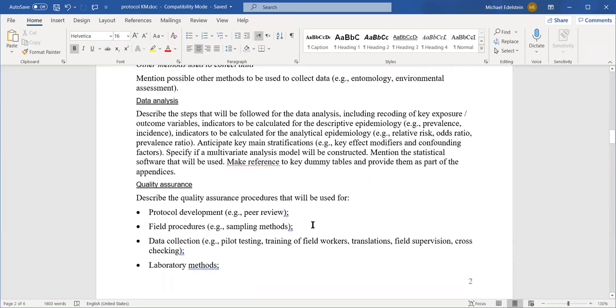Then data analysis. So now you explain all the different steps. It comes back to what you were saying, the descriptive part and the analytical part. Before the analysis, you will need to explain how you are coding and how you are cleaning your data, because when you get a data set, generally it's a mess.